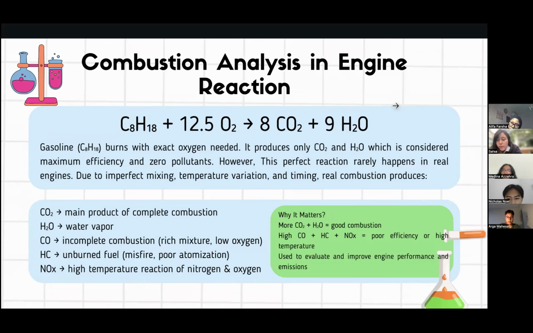However, this rarely happens in real engines due to imperfect mixing, aeration, and timing. Real engines produce not just the main products CO2 and H2O, but also CO, unburned fuel, hydrogen, and oxygen. High HC plus NOx equals poor efficiency or high temperature, and these are used to evaluate and improve engine performance and emissions.